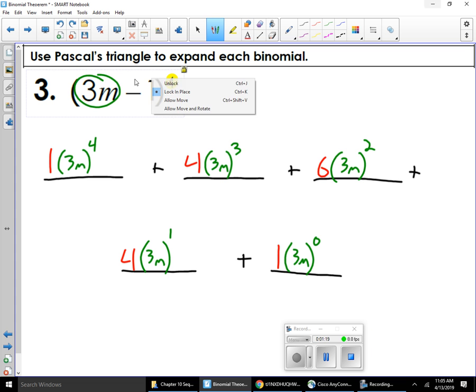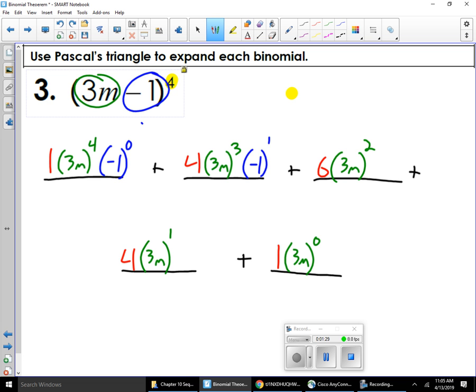After that, we've got a negative 1. We got that negative 1. So there'll be a negative 1 to the 0, negative 1 to the first, squared, cubed, and to the 4th.